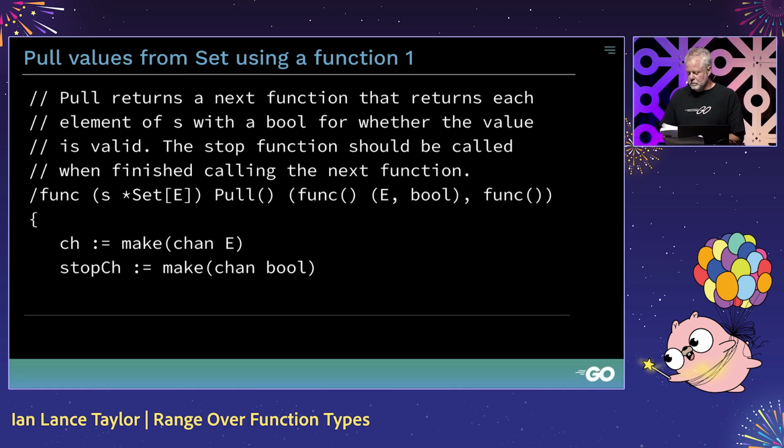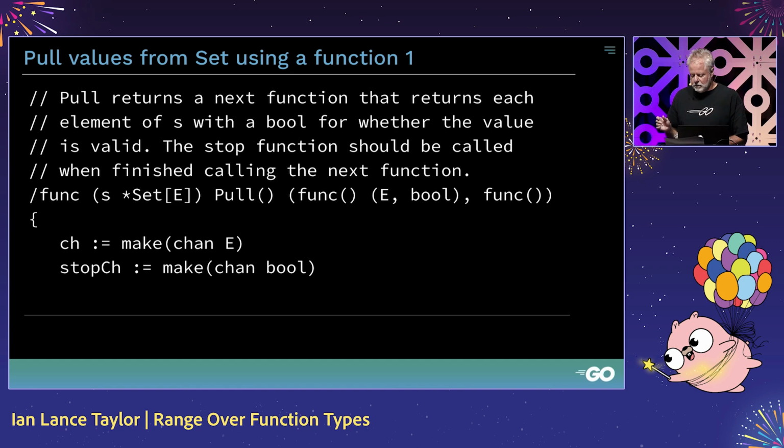Another approach to looping over the elements of a set is to return a function. Each time the function is called, it will return a value from the set, along with a Boolean that reports whether the value is valid. The Boolean result will be false when the loop has gone through all the elements. In this case, we also need a stop function that can be called when no more values are needed, if you don't want to go through all the elements.